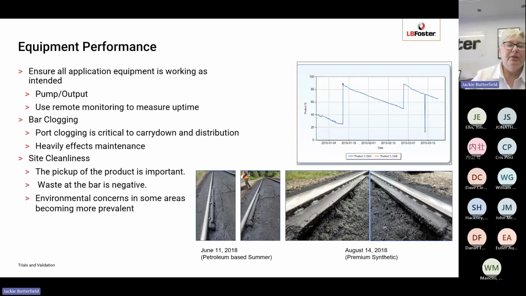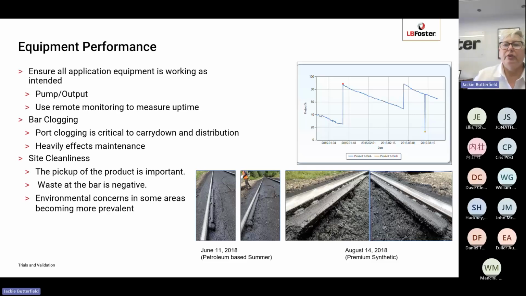Measuring the equipment performance is also an important validation technique. So you need to know that the application equipment is working as intended in terms of how much product is being pumped, and so that the output is as you expect. So remote performance monitoring functionality can be used to measure this. You can see a graph at the top in terms of product level in the tank. So you can look at how much product is being used over time. Is that as expected?